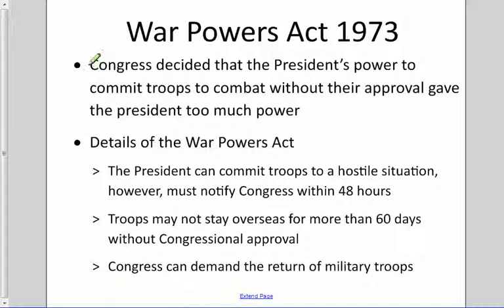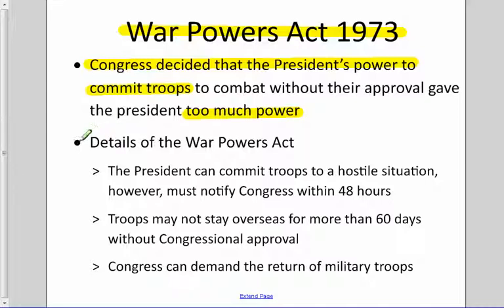Congress got upset about this, and Congress decided that the president's power to commit troops that they gave him, if you remember back when Johnson was president, the Gulf of Tonkin Resolution, they decided that was too much power. So they're going to pass the War Powers Act in 1973. So it was okay for Johnson, it went too far, now they're ready, they need to pull it back.